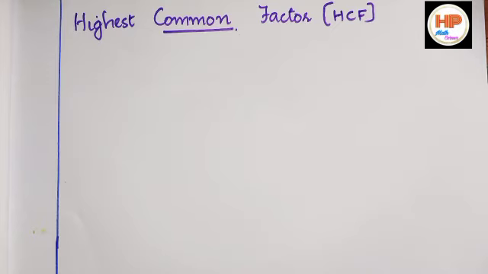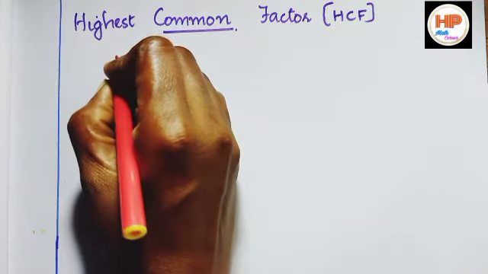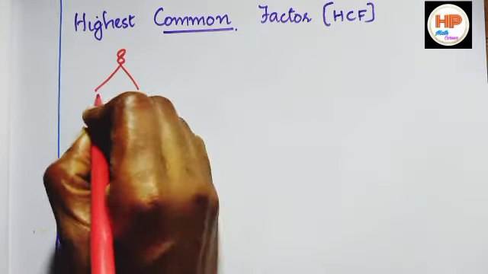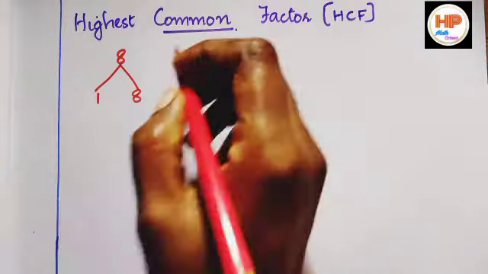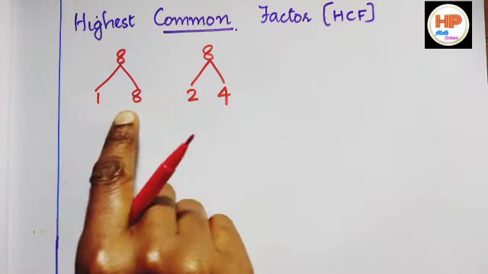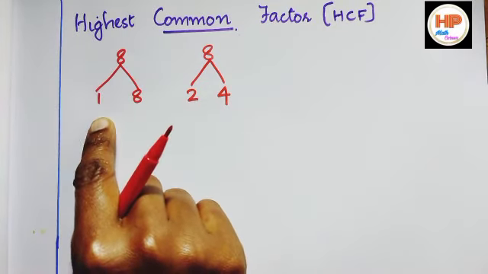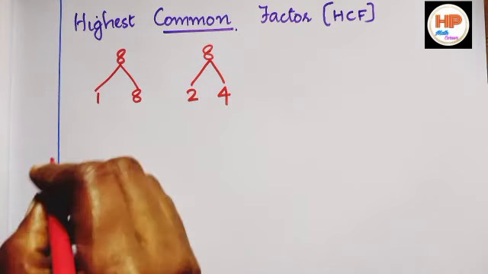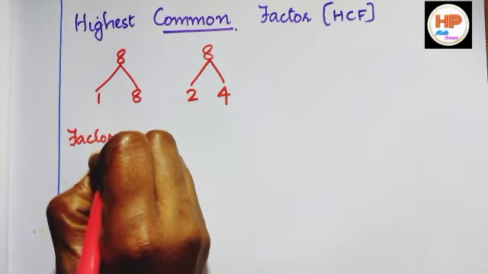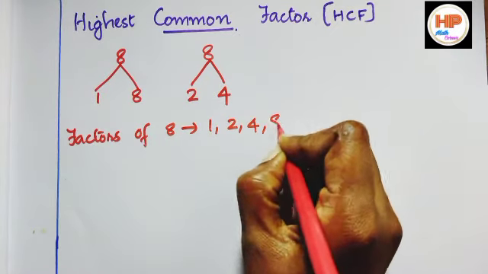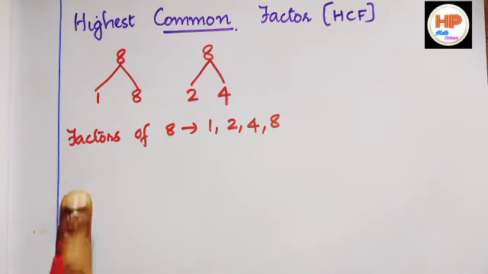So, what are factors? If we consider the number 8, we know that 8 can be written as 1 multiplied by 8. Then 8 can be written as 2 multiplied by 4. 1 8s are 8 and 8 1s are 8. 2 4s are 8 and 4 2s are 8. So from this we can write factors of 8 are 1, 2, 4 and 8. Okay, so factors of 8: 1, 2, 4 and 8.